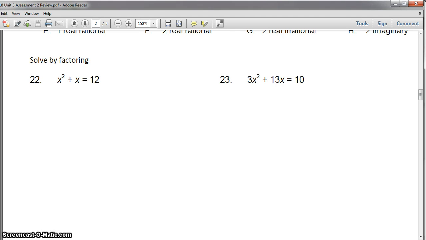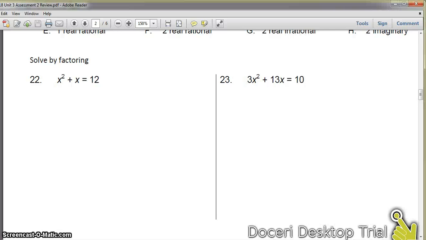Now they're asking me to solve by factoring. Every time you are asked to solve by factoring, it means you have to factor, or find those two factors. But before you do that, you have to change it into the standard form. So basically, subtract 12 from both sides. It's going to be x squared plus x minus 12 is equal to 0.